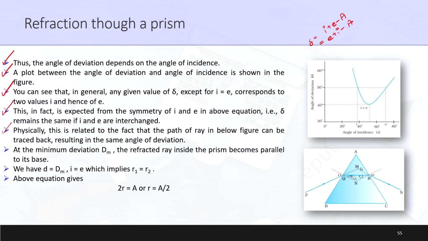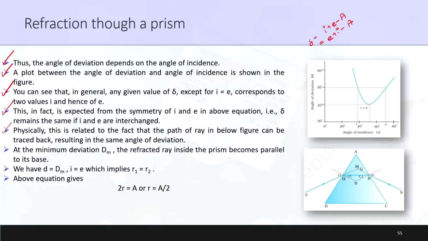Fine. At the minimum deviation Dm, the refracted ray inside the prism becomes parallel to its base. At Dm, I is equal to E. That means this line and this line are parallel, nothing else. We have D is equal to Dm, that is I is equal to E, which implies R1 is equal to R2.